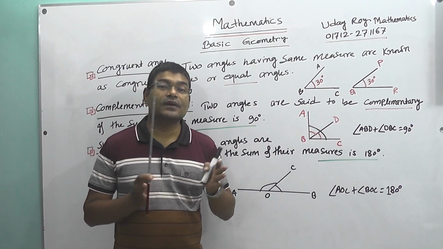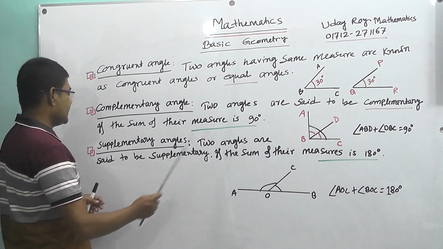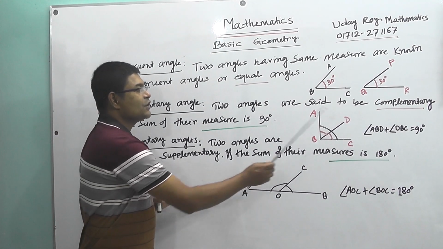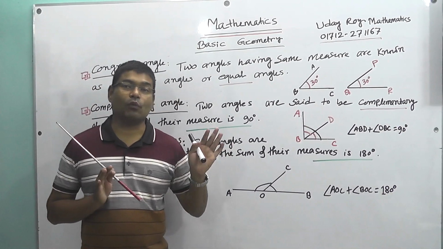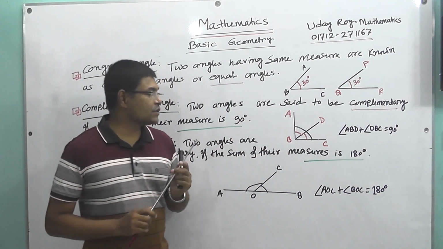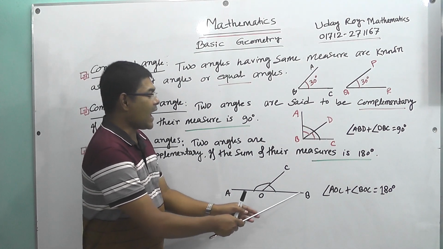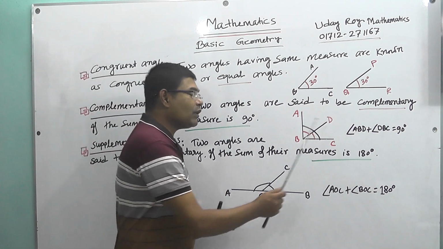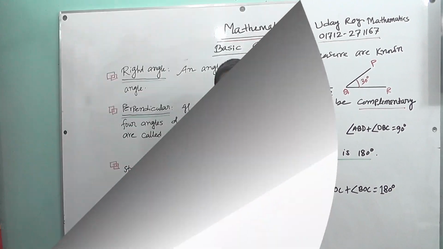Now we have to know supplementary angle. Two angles are said to be supplementary if the sum of their measure is 180 degree. Sum of two angles equal to 180 degree is called supplementary angle. You can see here AOC is an angle and BOC is an angle. Adding two angles equal to 180 degree is the supplementary angle.